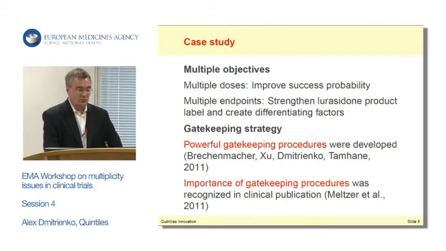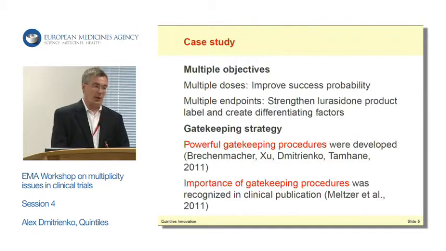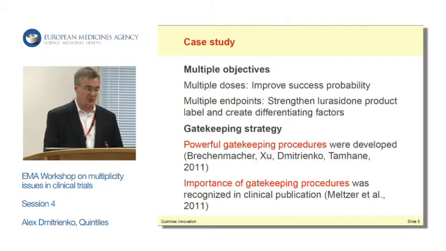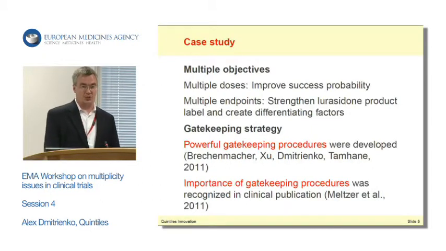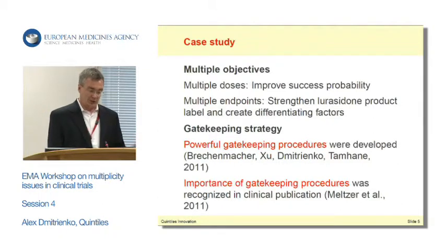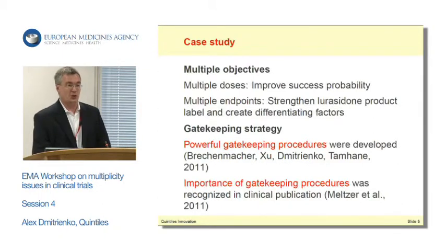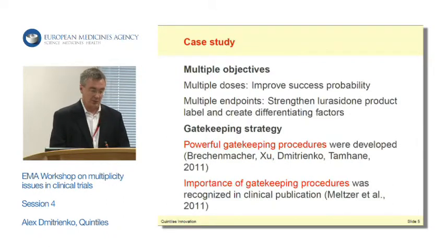And in fact, the reason they wanted to explore multiple doses in these clinical trials is that they wanted to improve success probability by having multiple shots on goal, and obviously that gave rise to multiplicity. And when it comes to multiple endpoints, as I explained a second ago, they wanted to enrich their product label by providing additional information that would be helpful for the prescribing physicians and patients. And in this particular case, they used a powerful gatekeeping procedure to deal with this complex multiplicity problem.